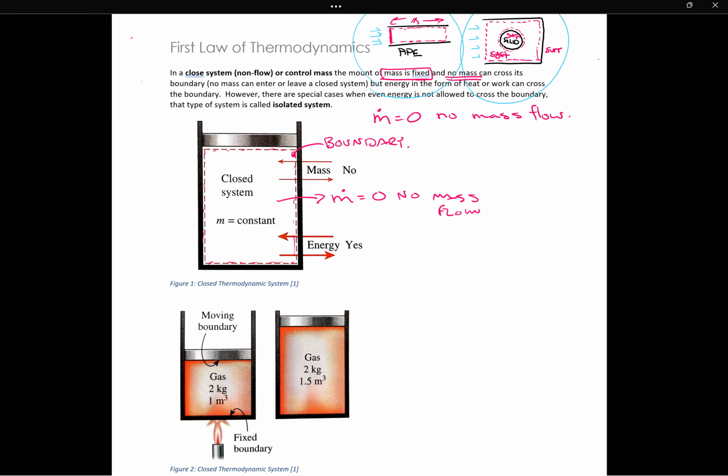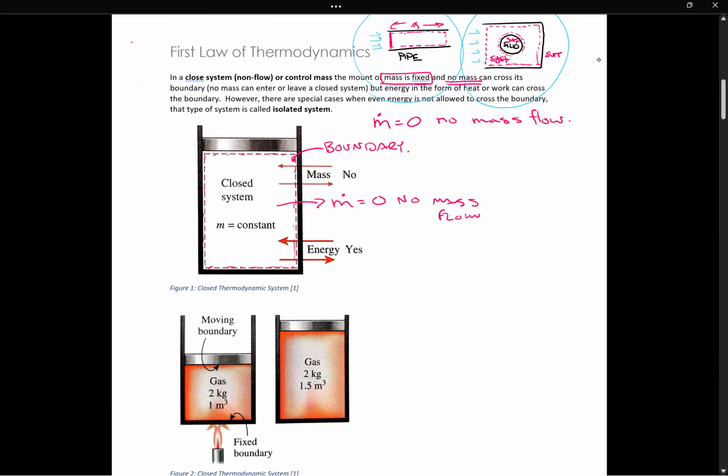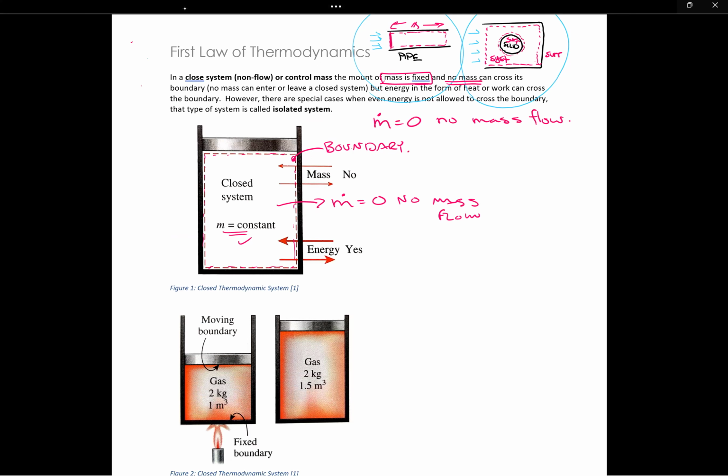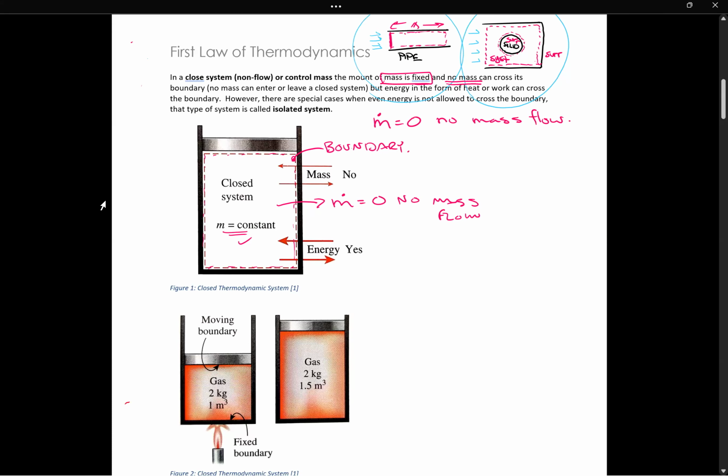And that is a system where nothing happens. Now, it makes sense that the mass is constant in here. Mass is constant because no mass is coming in, no mass is coming out. That's great. But it also does say here that energy, let me just switch my color here so that we can talk about energy. I like doing energy in red. Energy, yes. So that's saying that energy can cross this boundary.